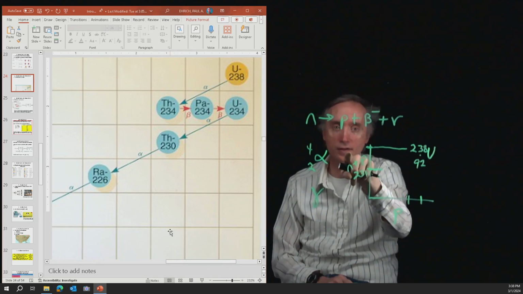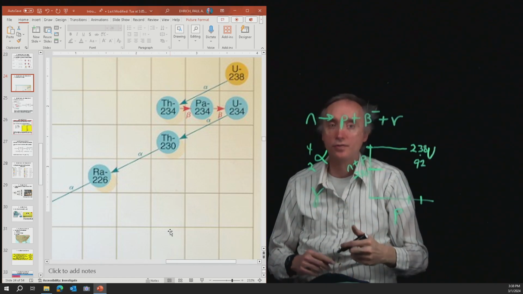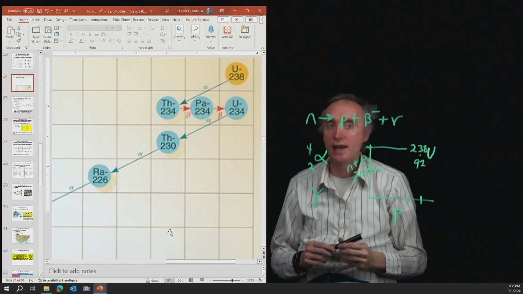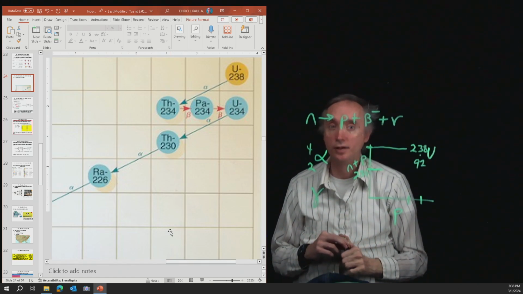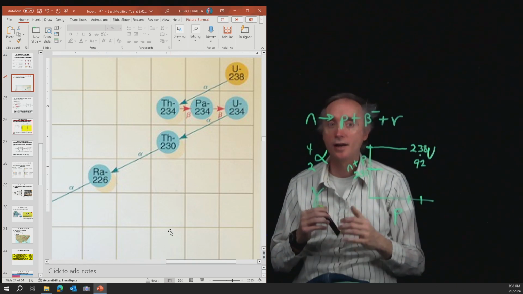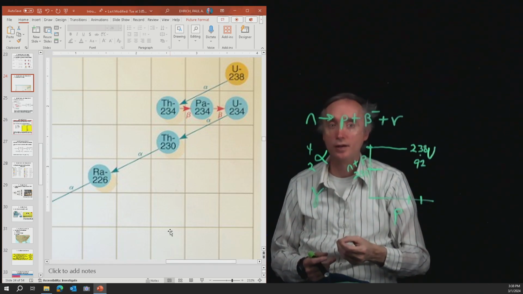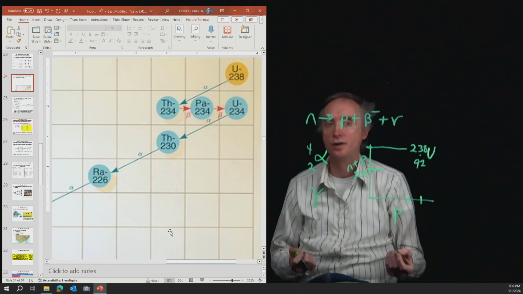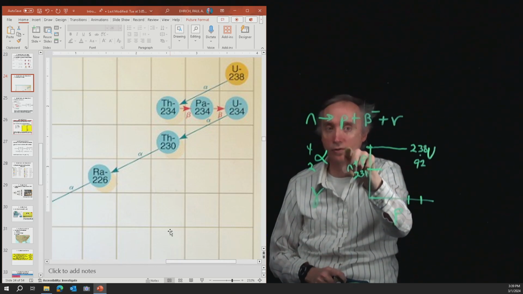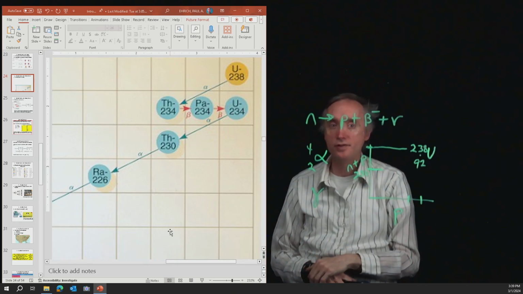Now the next thing that's going to happen is, notice that Th, which is thorium, is also radioactive. So it's not happy turning just into thorium. It wants to turn into something else. So what does it do? Look at that red arrow, and you see it's got a beta underneath it.